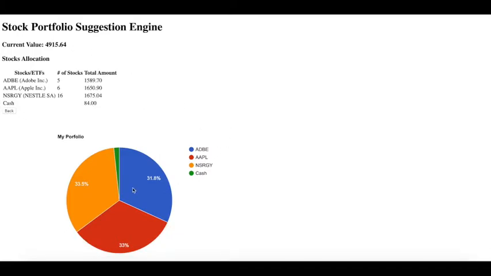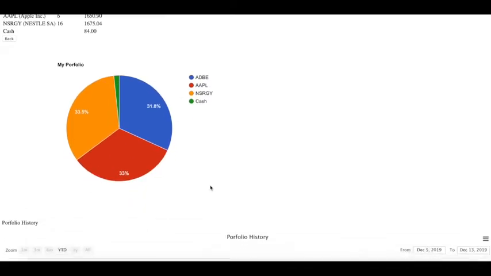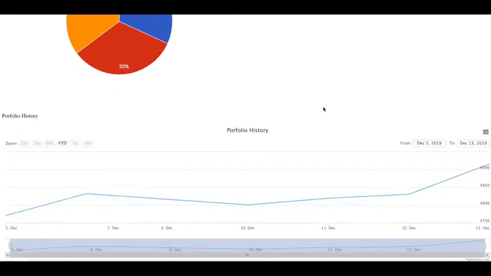And we have a pie chart here to display the distribution of our investment. We can see from this pie chart that the investment amount is almost evenly distributed. Each of them has about 33% of the investment amount, and we also have a little bit of cash left. At the bottom we have this portfolio history. We can see how our current portfolio performed in the last 5 business days.